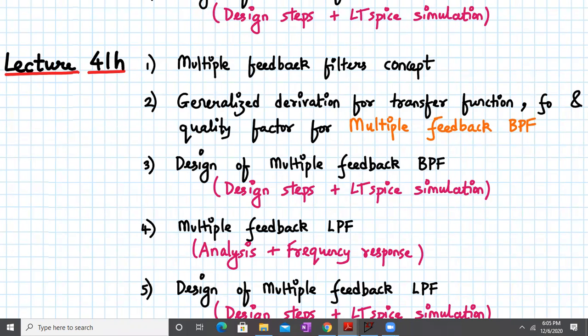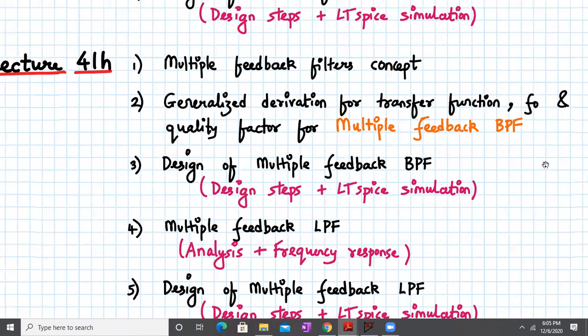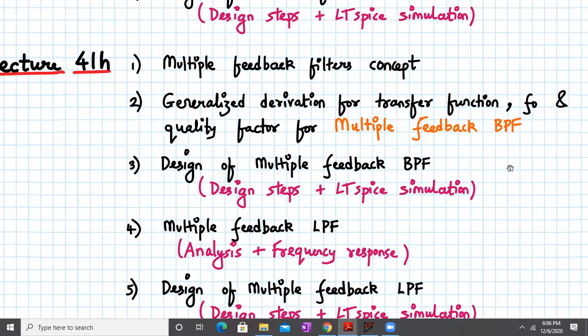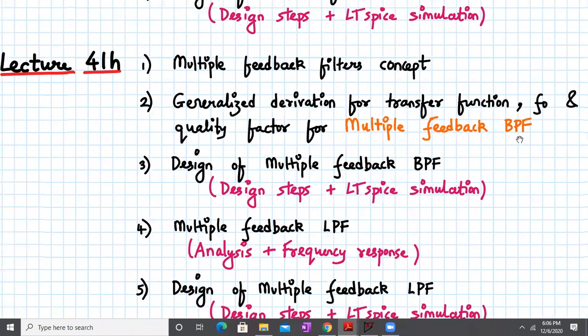Today we are going to discuss the multiple feedback filters concept. Then we will have a generalized derivation for the transfer function, F naught and quality factor for a multiple feedback bandpass filter. Then we'll do the design of the same, including the design steps and verification of the design values in LTspice. Next we will be discussing the multiple feedback low pass filter, followed by the design of the same. So without further delay, let us start with the topic.